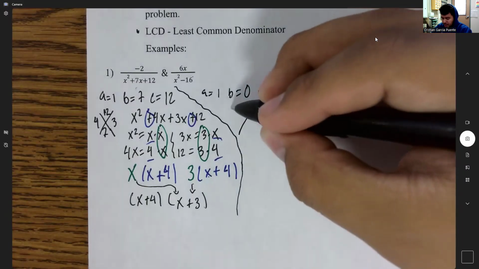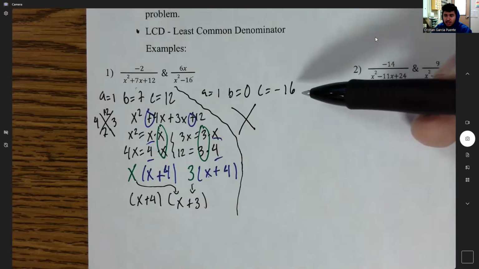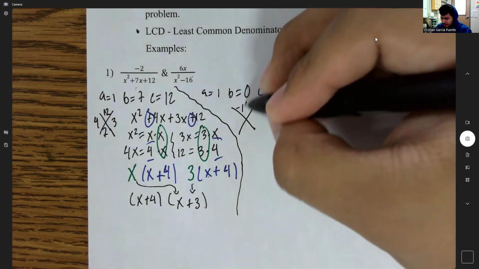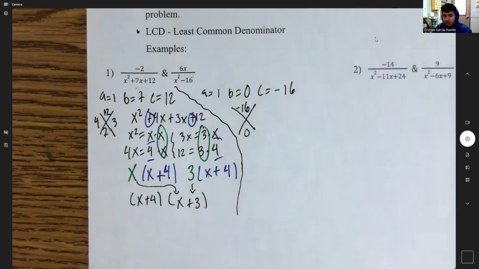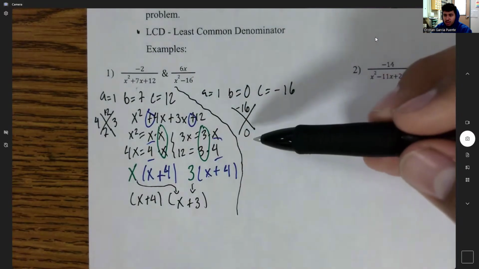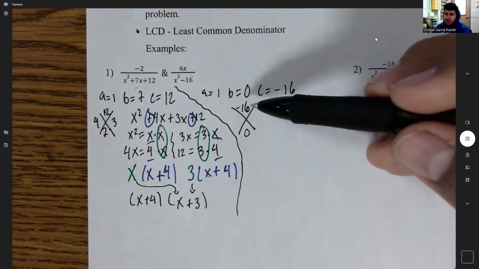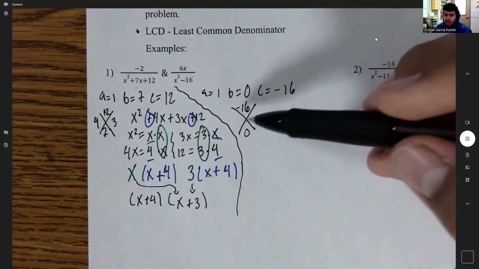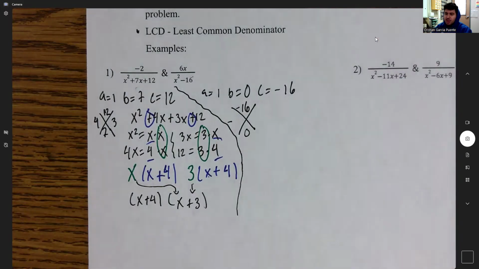And then you're doing your diamond. On the top, you put your a times c. Our a is 1, our c is negative 16. 1 times negative 16 is just negative 16. On the bottom, you put your b, which is just 0. Now, what are two numbers that multiply to negative 16 but add up to 0? Or before that, since you have a 0 on the bottom and you have a number on top, whenever you have a 0 on the bottom, you know that the left and the right is going to be the same number. Just one of them is going to be negative. So what number times itself gives you 16? 4.